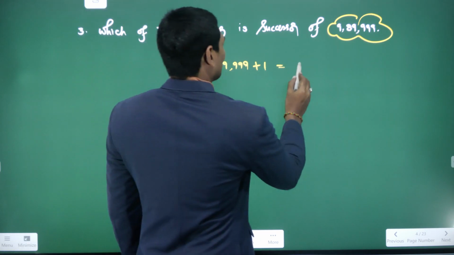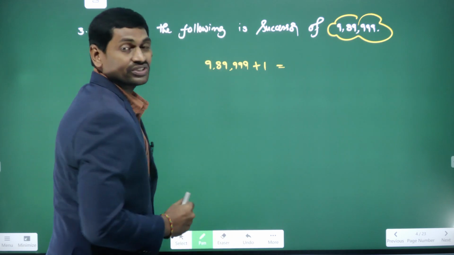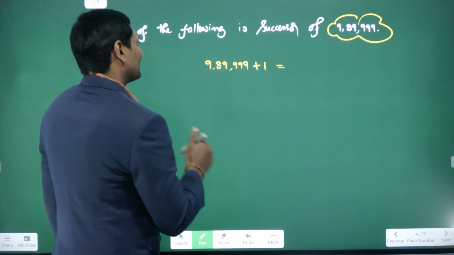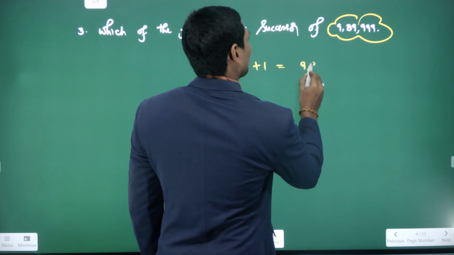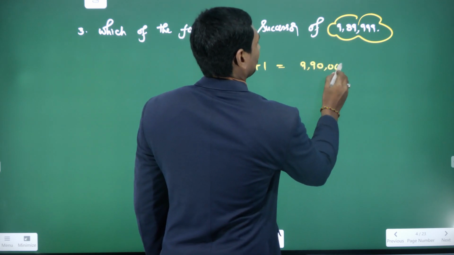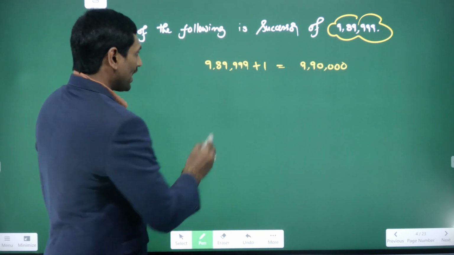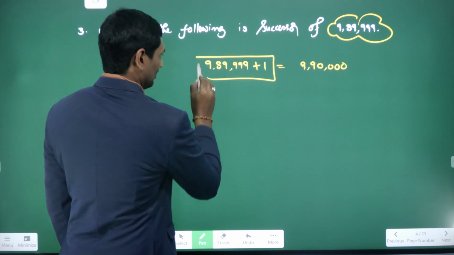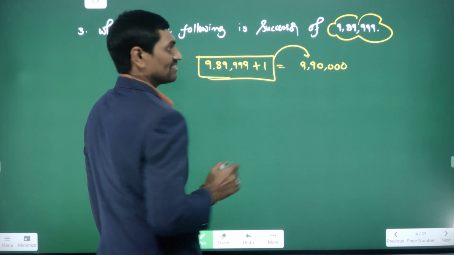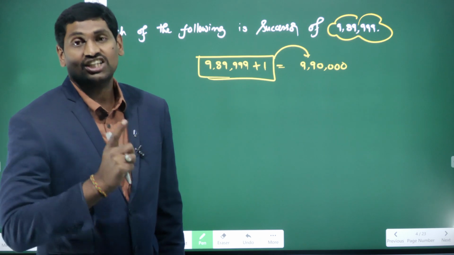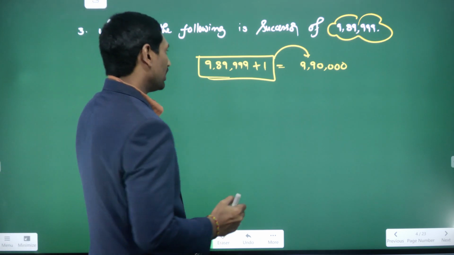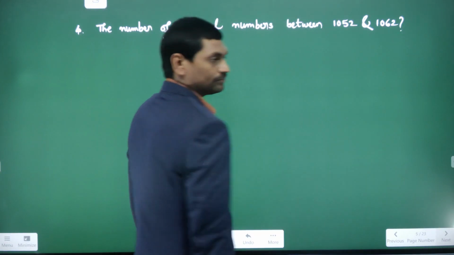The successor of 9,89,999 is 9,90,000. When you add 1, you will get the answer as 9,90,000. Okay, so let us move on to the next problem.